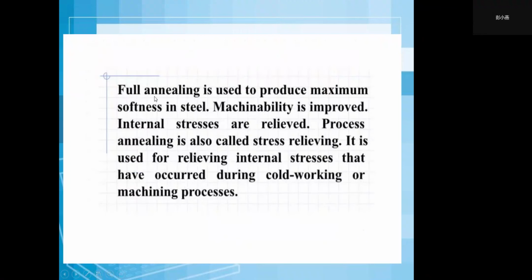Oxidizing. And for annealing, it's used to produce maximum softness in steel, and malleability is improved. Internal stress are relieved. Process annealing is also called stress relieving. It is used for relieving internal stress that have occurred during cold working or machining processes.